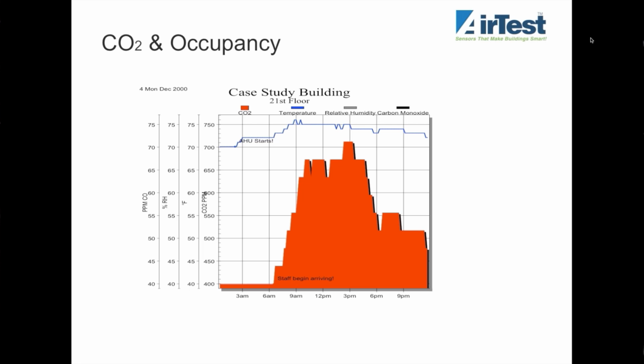Knowing what this equilibrium is, we can get an idea of what the ventilation rate is. In this particular application, where levels built up to just below 700 parts per million, we can translate this into a ventilation rate of about 35 CFM per person. So this space was being overventilated, and we could tell it by doing this day-long measurement.